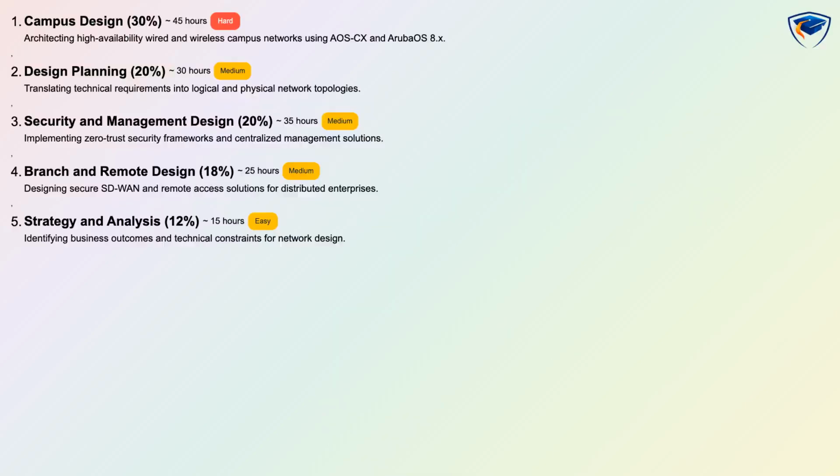The exam is divided into 5 domains with exact weights: campus design 30%, design planning 20%, security and management design 20%, branch and remote design 18%, and strategy and analysis 12%. Expect a mix of scenario-based and conceptual questions that test both architecture and practical decision-making. Use the domain percentages to prioritize study time and align hands-on practice with the heaviest sections.